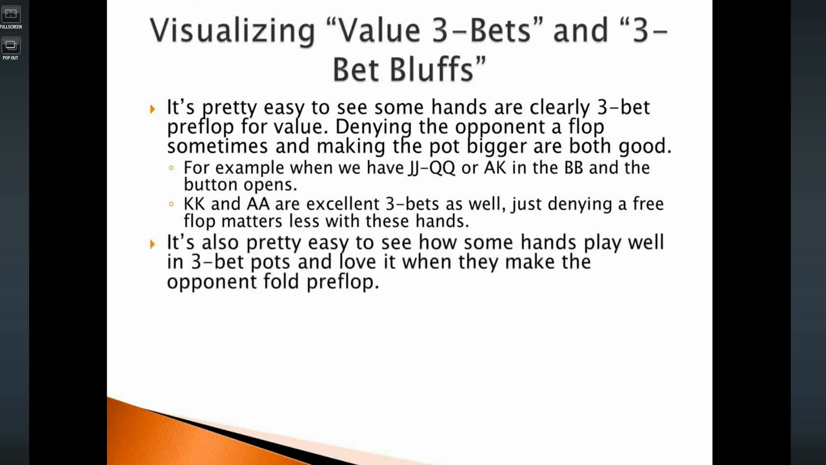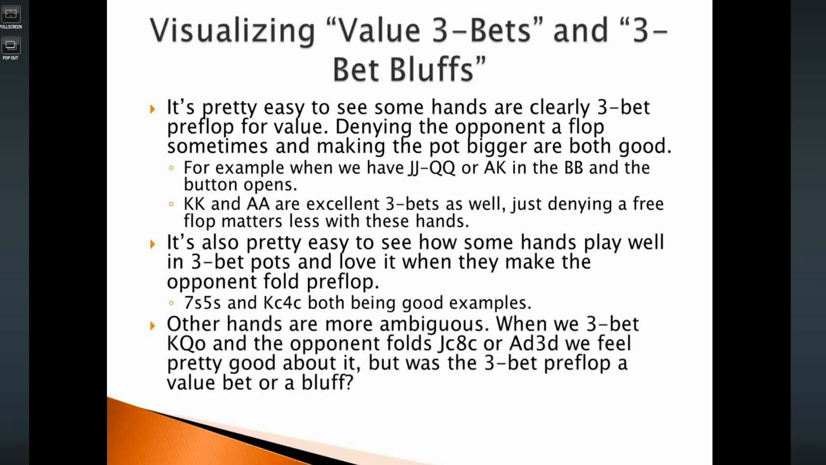It's also pretty easy to see how some hands play well in 3-bet pots and love it when they make the opponent fold preflop that still weren't 3-bet for value. So seven of spades, five of spades, and king of clubs, four of clubs both are good examples of this. These hands are totally fine when we 3-bet them and we make our opponent fold. Not a big deal. We like it when they fold. The hand's not good. Other hands are more ambiguous.